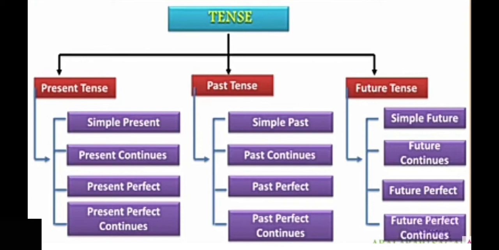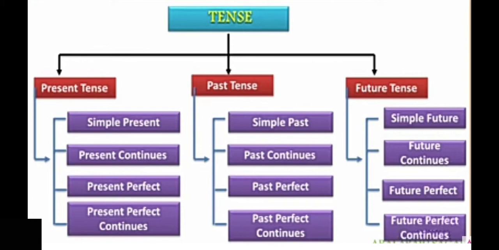It refers to the time of the action. It shows when the action has taken place or when the action will take place, right? Basically, there are three tenses. First one is present, second one past, and thirdly future. Present, past, and future. Again, there are four categories in each, right?